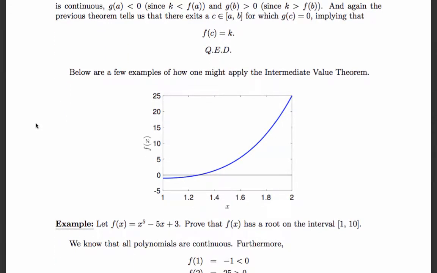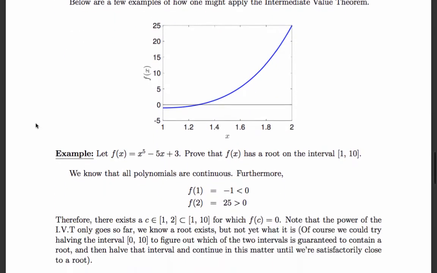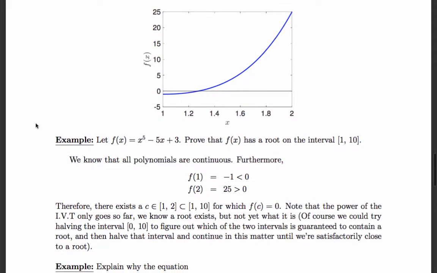So let's give a few examples of how one might apply the intermediate value theorem. Let f be the following fifth-order polynomial, x to the fifth minus 5x plus 3. Prove f has a root on the interval 1 to 10. Well, we know all polynomials are continuous. In fact, you know it very well because you proved it in the homework.